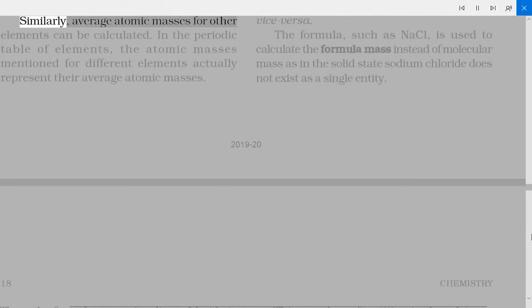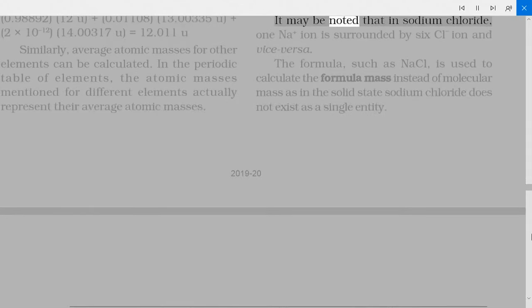Similarly, average atomic masses for other elements can be calculated. In the periodic table of elements, the atomic masses mentioned for different elements actually represent their average atomic masses.